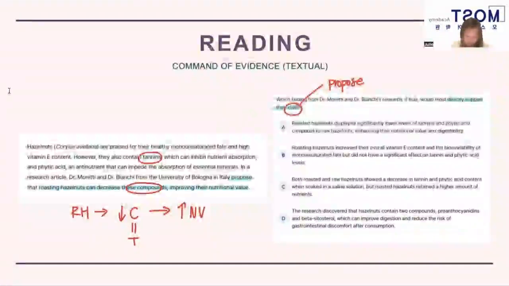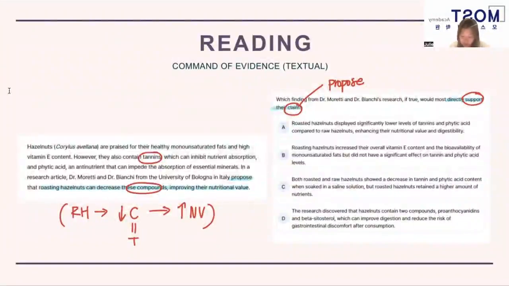So this is basically the short form of what our claim is going to be. Some students may choose to write out the whole thing or write it in ways that are a little bit less clear. So let's go ahead and make sure that usually these ones are either going to be supporting or weakening. And so make sure that whatever the idea is for this question is definitely going to support this idea, right? So roasting hazelnuts, ultimately decreasing the tannin, leads to better nutrition. Okay, so let's go ahead and look at the answer choices.